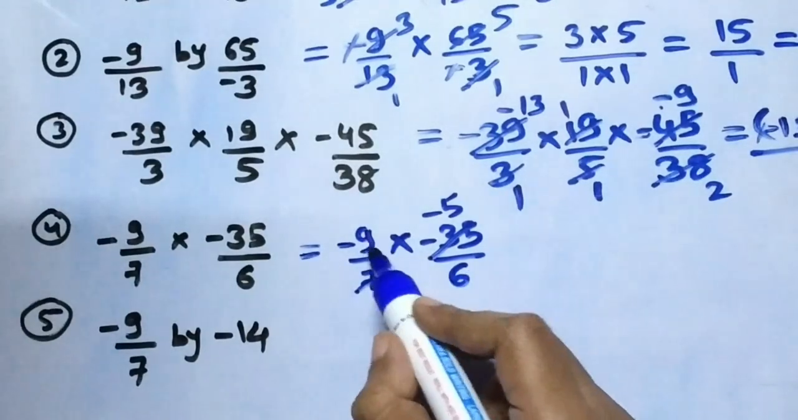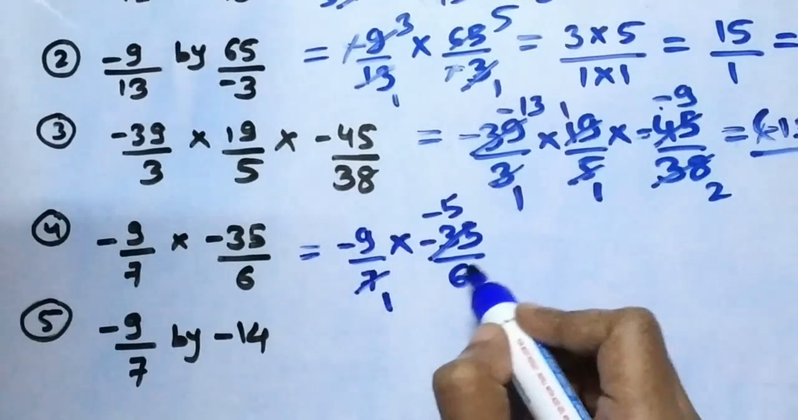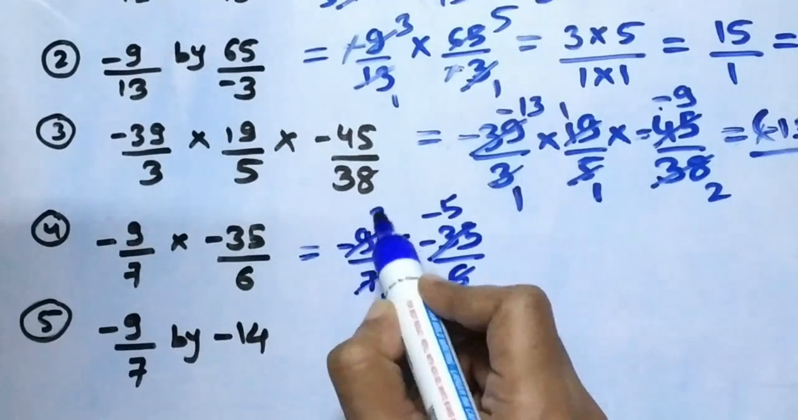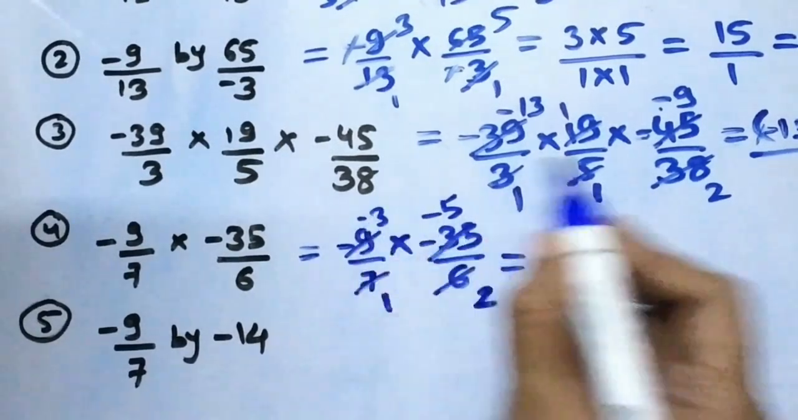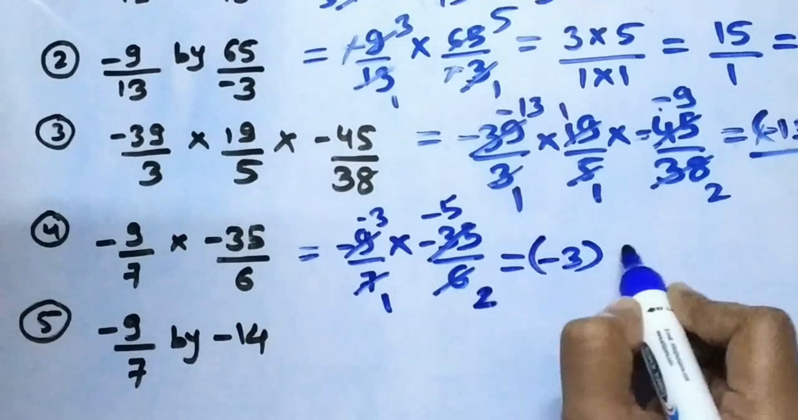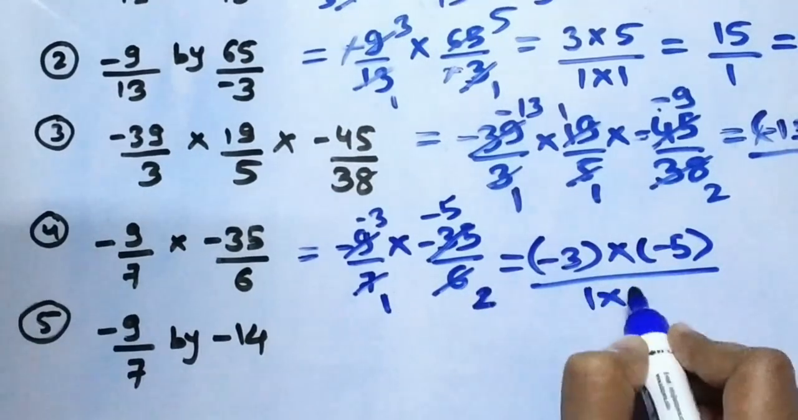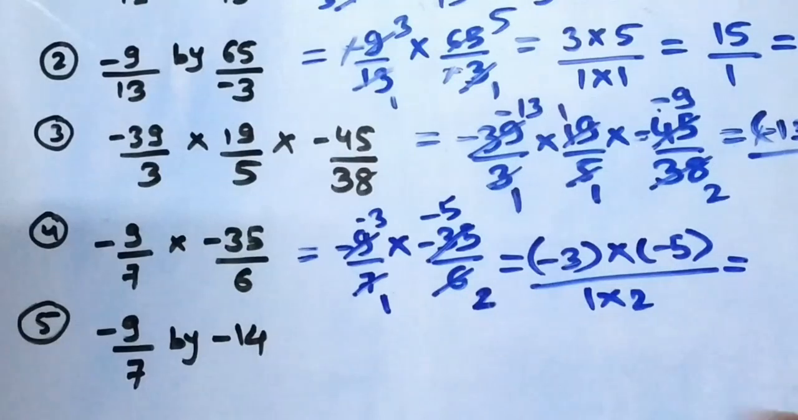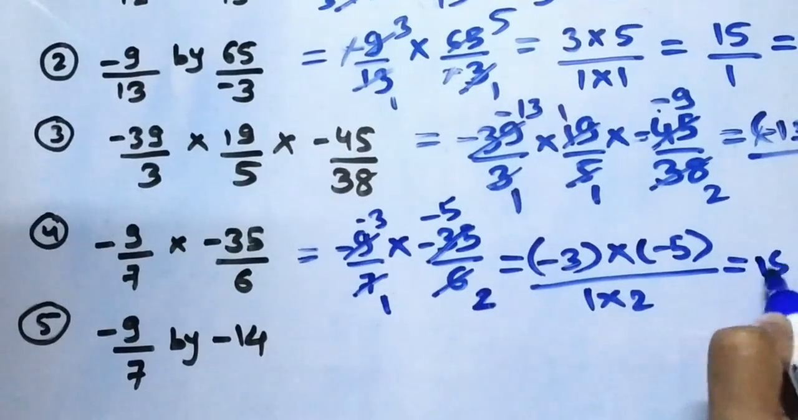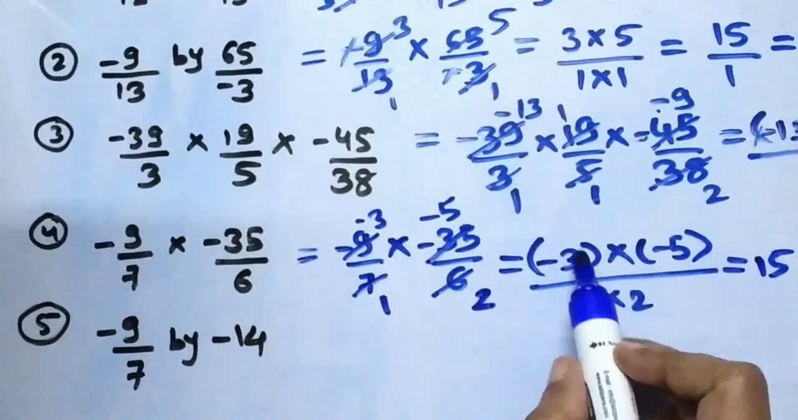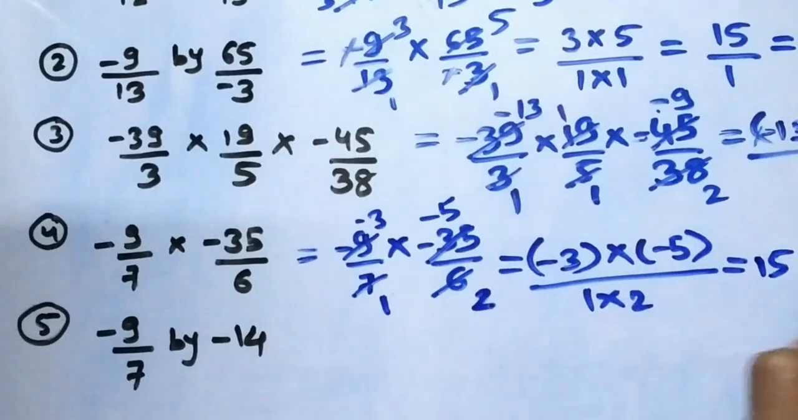Here you can go with the 3's table. Here 3's divisibility is there, 9 and 6: 3 2s are 6, 3 3s are 9, and that minus 3 will be there. And here in the numerator minus 5 is there, and in the denominator 1 and 2 are there. So friends, here 3 5s are 15 will be there, and that 15 will be positive 15 because of this minus and this minus, divided by 2, 15 by 2.